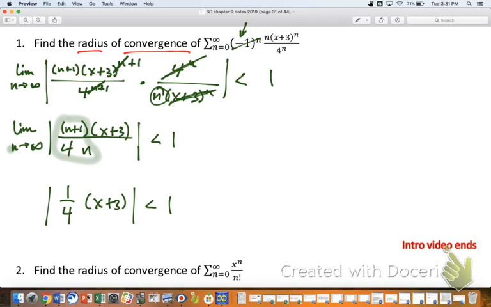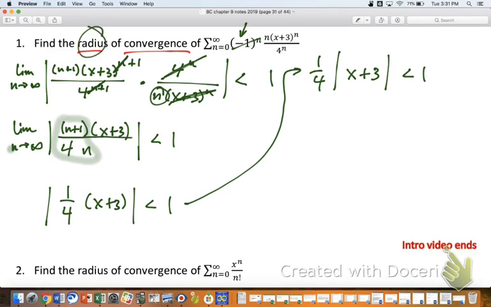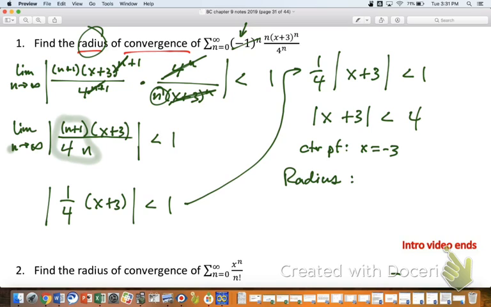All right, so then the absolute value of 1/4 is just going to be 1/4. I still have this x plus 3 in here. To find my radius of convergence, all I have to do now is multiply both sides by 4. So the absolute value of x plus 3 is less than 4. This tells me that my centering point is at x equals -3, and my radius of convergence is 4. I'm getting that from right here.